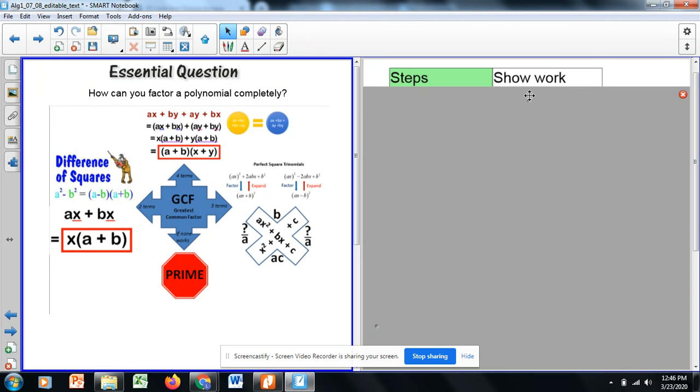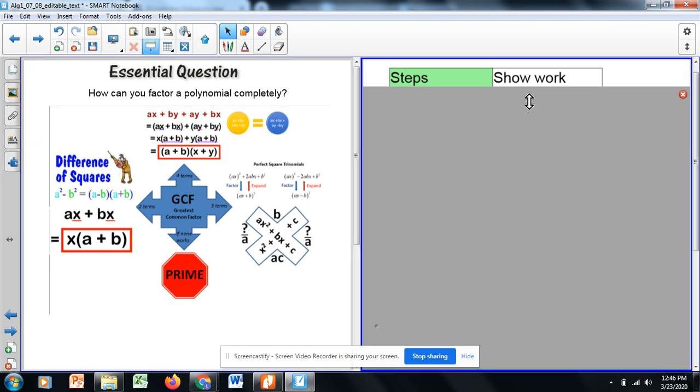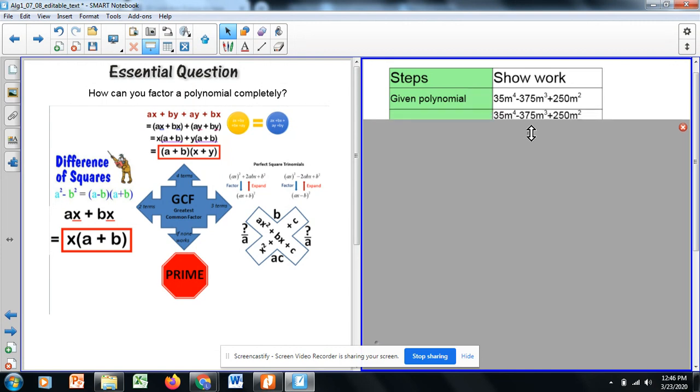In your PDF file, you're given 14 polynomials for today, and the first one is 35m to the fourth minus 375m cubed plus 250m squared. So in your head, you don't have to write this step down. You have to find the greatest common factor of the constant and the variables. So as you can see here, the GCF is 5m squared.